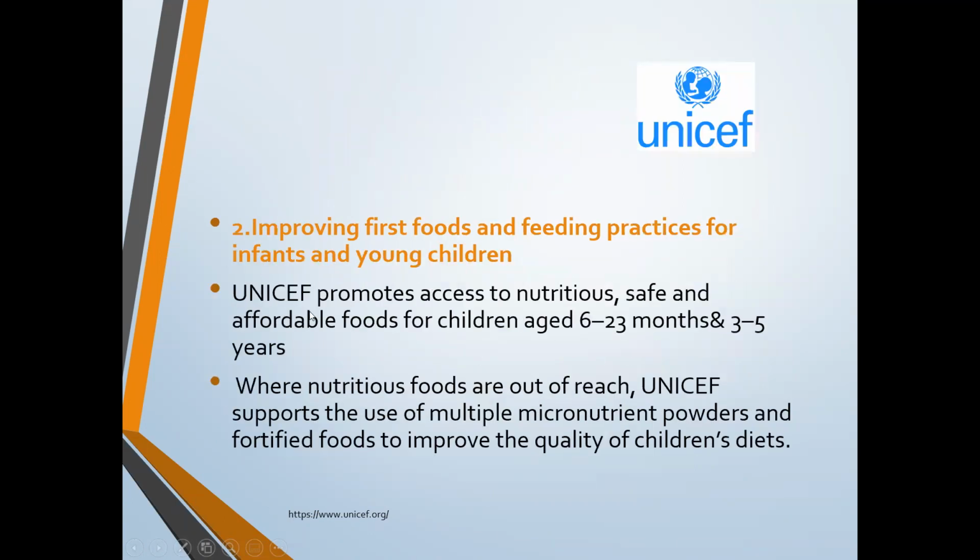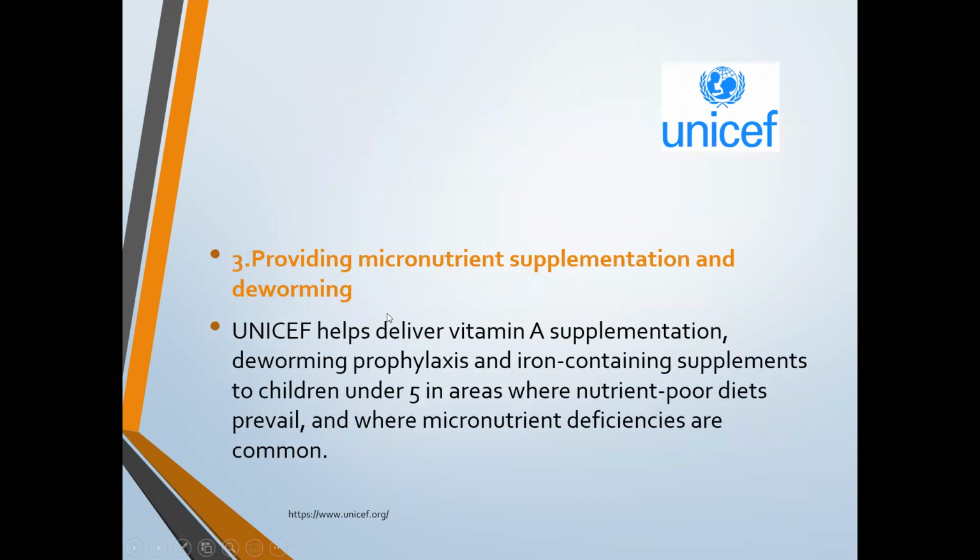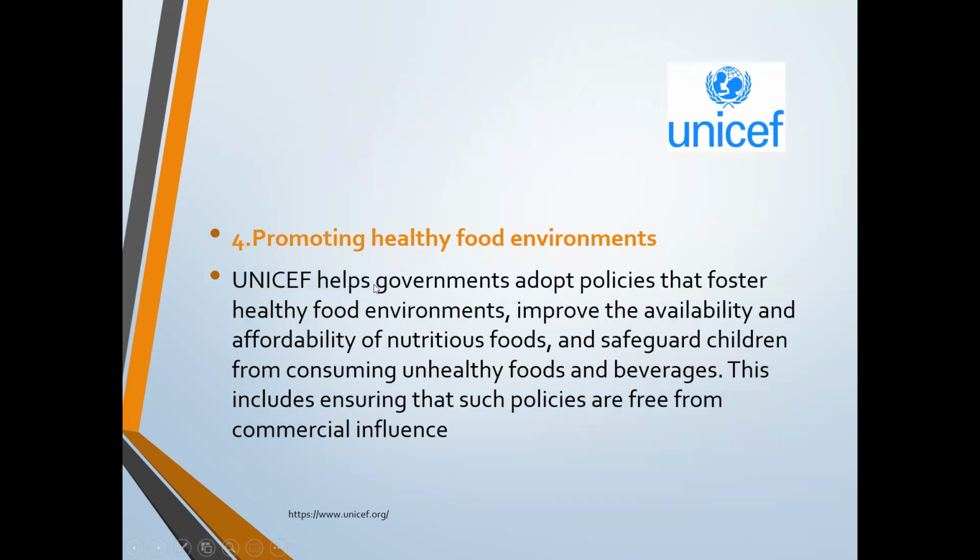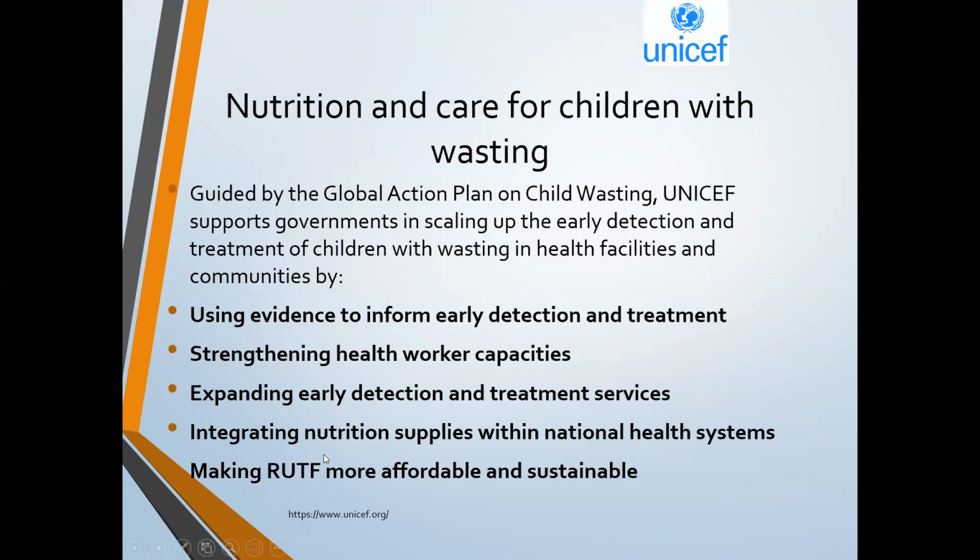Also improve the first food and feeding practices for infants, like safe and affordable foods for age 6 to 23 months and 3 to 5 years. And also provide powdered and fortified foods to improve the quality of children's diets, providing micronutrient supplementation and deworming, and providing a healthy food environment by implementing policies that are free from commercial influences.